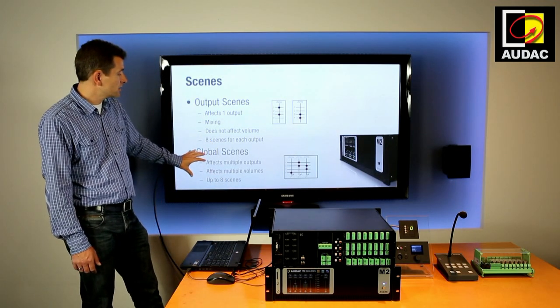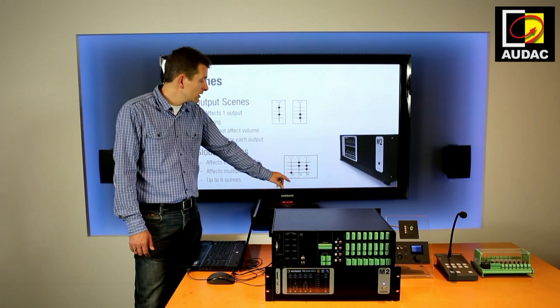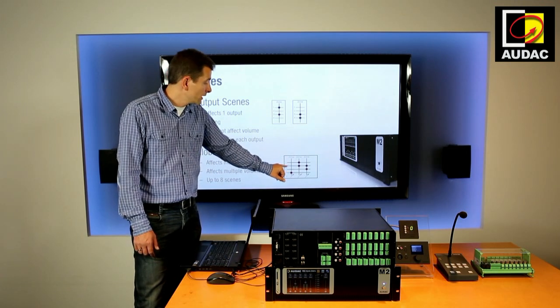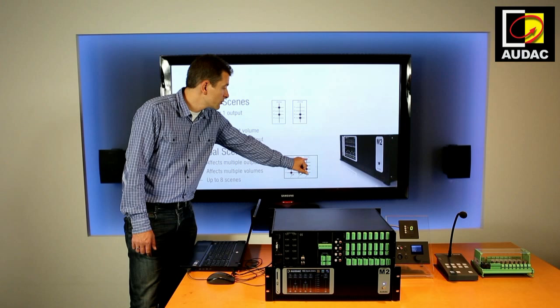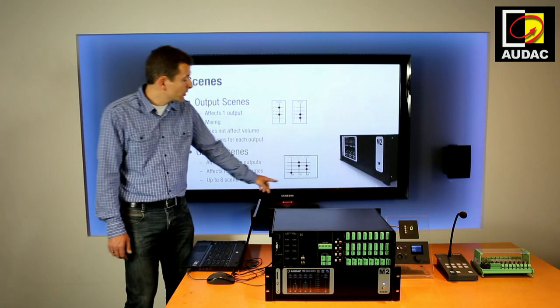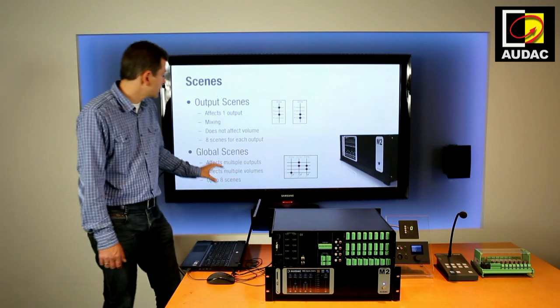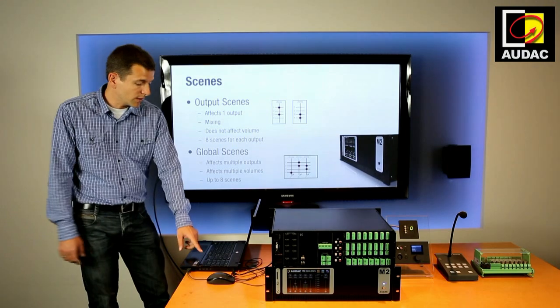Then we have global scenes. The main difference is it affects multiple outputs and it also affects multiple volumes. And you have up to 8 scenes for the complete system. I can create a scene, a global scene, output 4 to output 1, input 1 and 2 mixed to output 2, and input 2 and 3 mixed to output 3. You can also see in the bottom that also volume is affected. If I trigger a global scene, I can completely reconfigure my whole device.